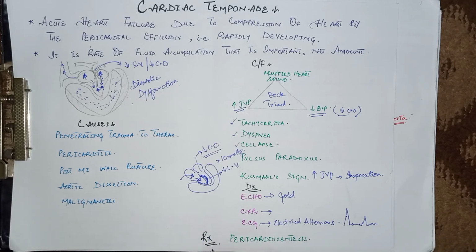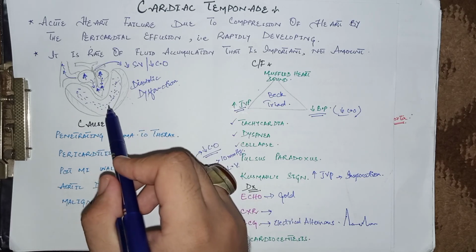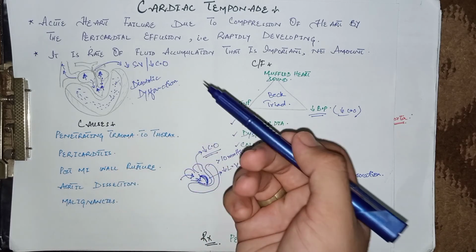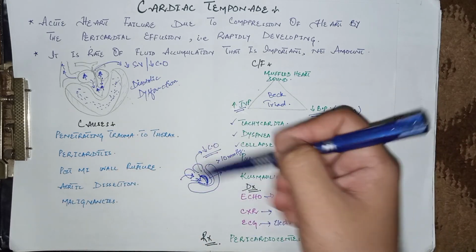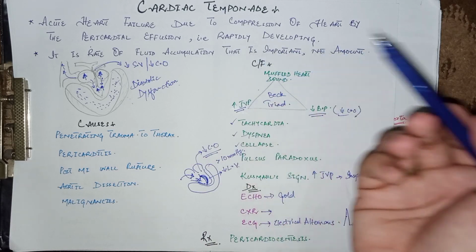Management is last but not least. The management includes immediate pericardiocentesis to improve the condition, as the heart otherwise enters into diastolic dysfunction. So it is important to remove the fluid from the pericardial space.